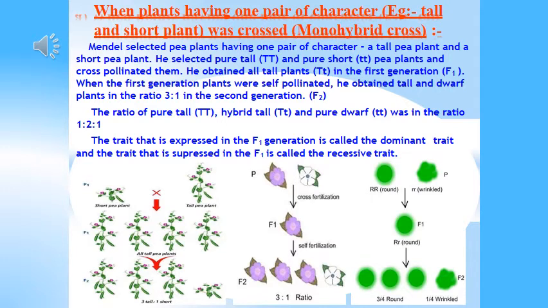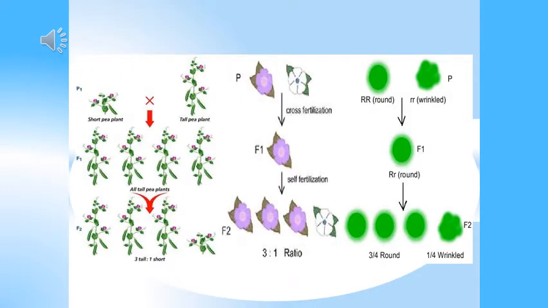Now, you can see on the same slide this first diagram, short pea plant and tall pea plant. Cross pollination is done here, and we will get all tall pea plants. Then when you allow them to self-pollinate, out of 4 plants, 3 plants will be tall and 1 plant will be dwarf. So, which ratio are we getting? We are getting 3:1 ratio. Out of 4, 3 tall and 1 short. And what will be the genotype that I told you?